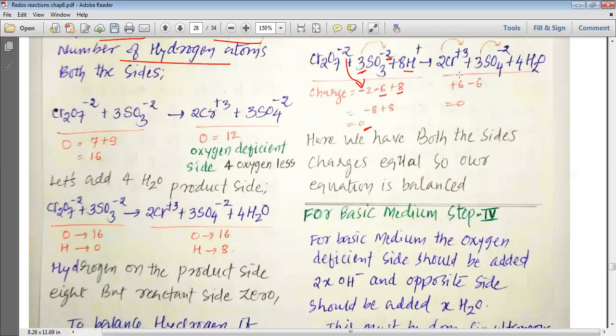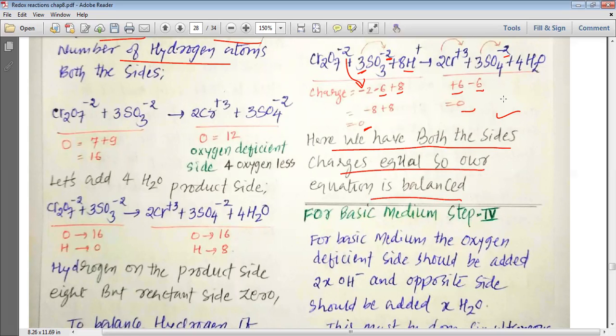Now let's look at the right hand side. 2Cr plus 3, that is plus 3 multiplied by 2, that is plus 6. 3SO4 minus 2, that is minus 2 multiplied by 3, that is minus 6. And here on the right side too, the total charge is 0. Thus, my dear students, on both sides we have equal charges, so the charges on both sides are equal. So our equation is balanced.